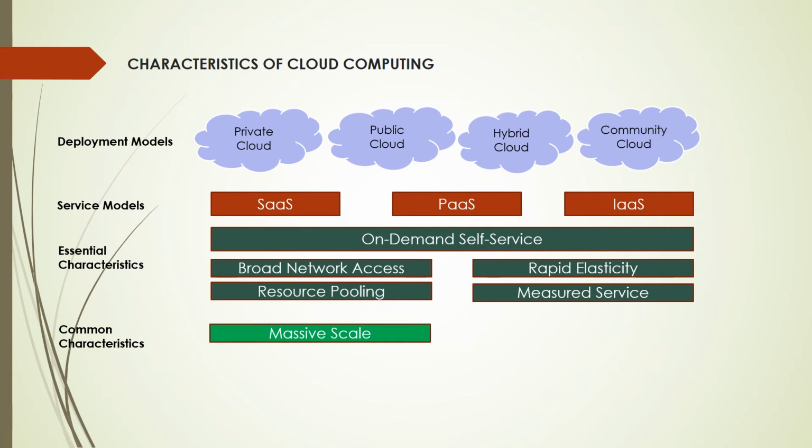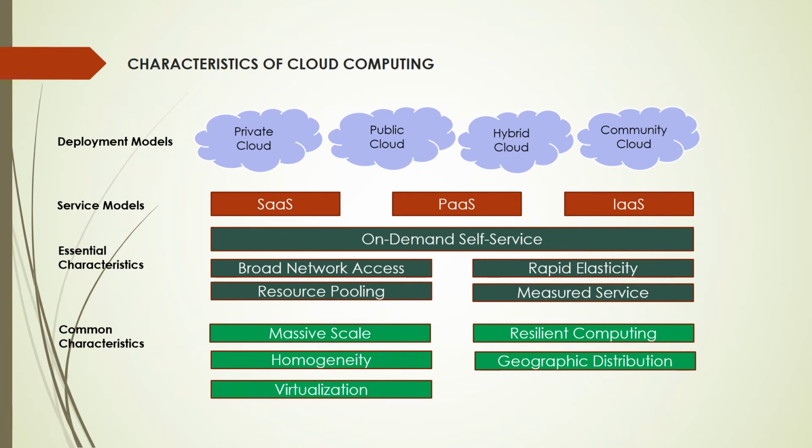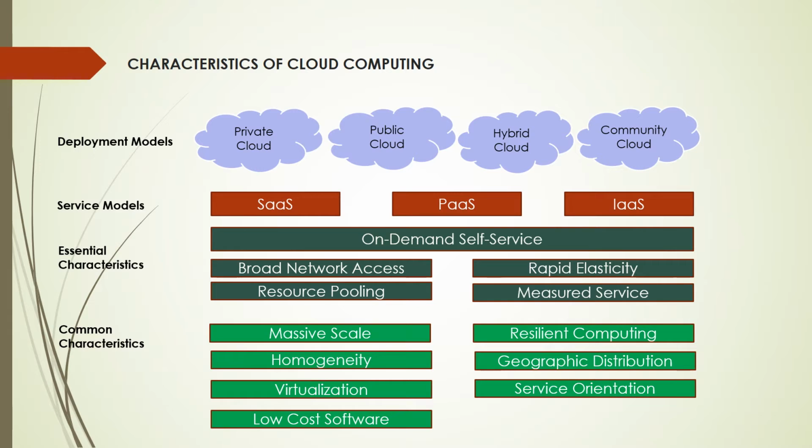Then we have common characteristics, which are massive scale. Definitely cloud is very massive scale, and resilient computing, homogeneity, then geographic distribution, and virtualization, and service orientation. We will see all those characteristics in detail in the next chapter.